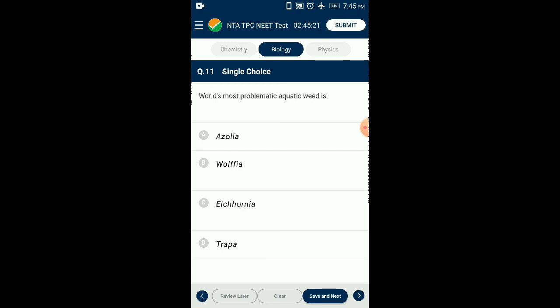Question number 11. World's most problematic aquatic weed is. The world's most problematic aquatic weed is water hyacinth. The botanical name of water hyacinth is Eichhornia crassipes, which is also known as terror of Bengal. So the answer for this question is option C, Eichhornia.